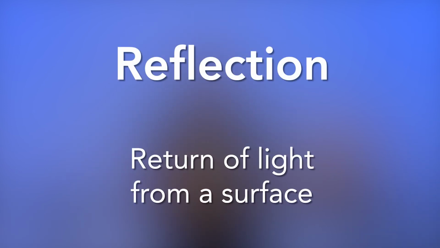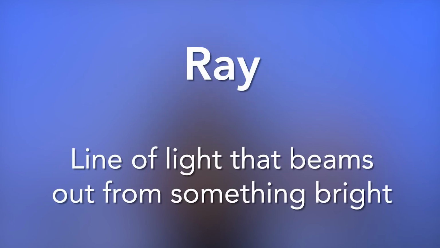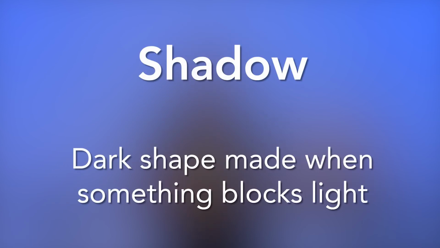Reflection is the return of light from a surface. A ray is a line of light that beams out from something bright. And a shadow is the dark shape made when something blocks light. You must have a source of light in order to have shadows. So, I hope you learned about light, shadows, and what objects light can and cannot pass through.